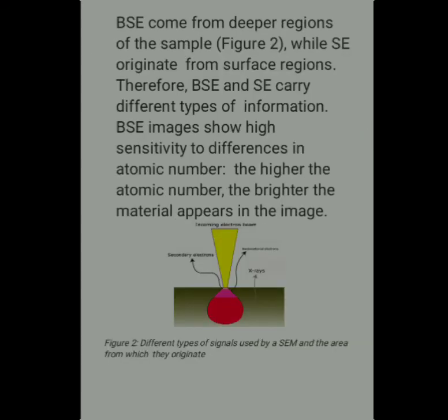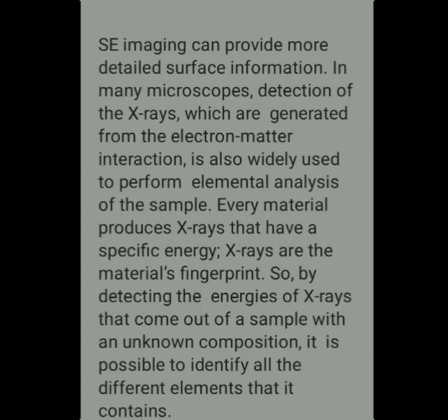Backscattered electrons come from the deeper region of the sample, as you can see in figure 2, while the secondary electrons originate from the surface region. Therefore, backscattered electrons and secondary electrons carry different types of information. Backscattered electron images show high sensitivity to differences in atomic number. The higher the atomic number, the brighter the material appears in the image. Secondary electron imaging can provide more detailed surface information.